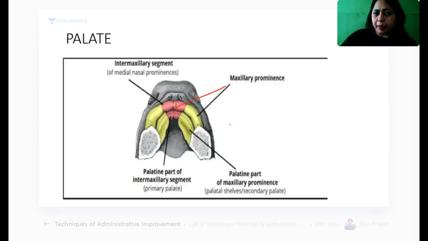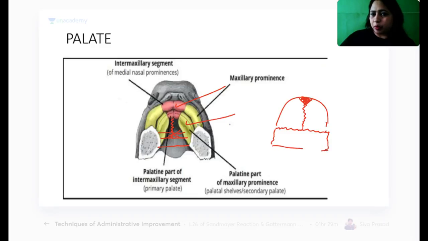So this is how the primary palate, the secondary palate. So now these two shelves will come and meet in the center and they will leave a gap. So it will look like this. Primary. Then there is like this. Okay, this is the palatine bone. This is the palatine. This is maxilla. Okay, these are the shelves that meet in the center. This is premaxilla.